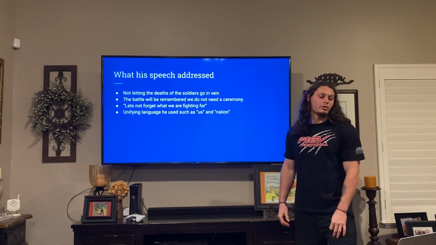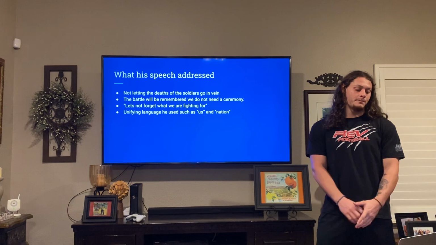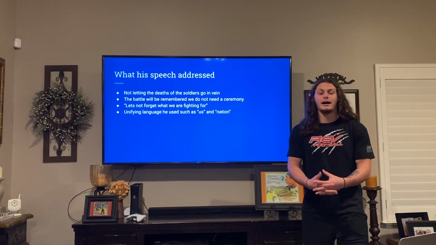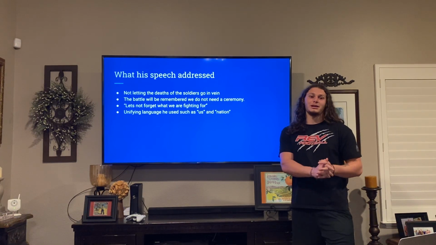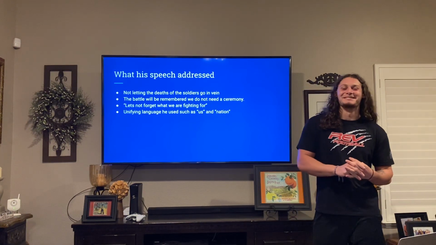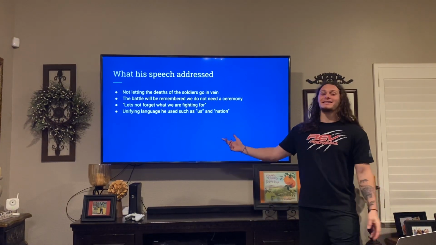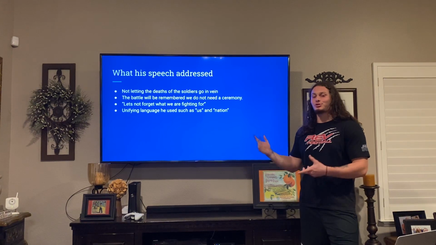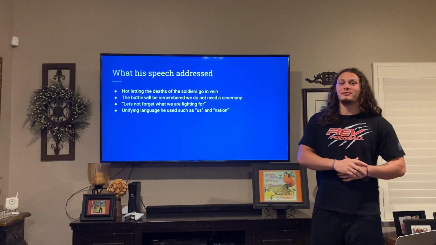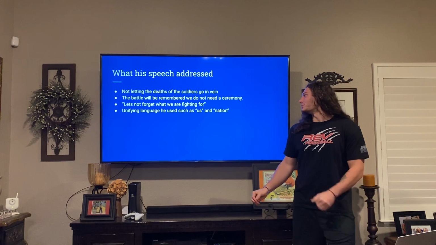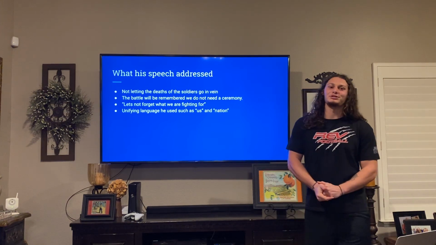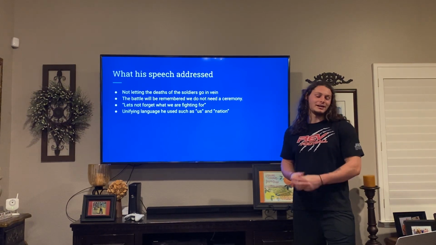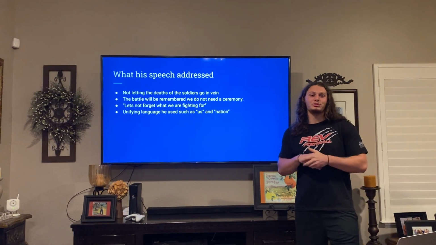And one key point that I found during his speech was the language he was using. He was using words like "us" and "nation," which are really unifying words, trying to bring people together. This is big because at the time we weren't a nation at all. We were Union and Confederates, North, South, states, provinces, whatever it is. But we weren't a nation. No one was considering us a nation. And using the word "us" was again just bringing the people together.